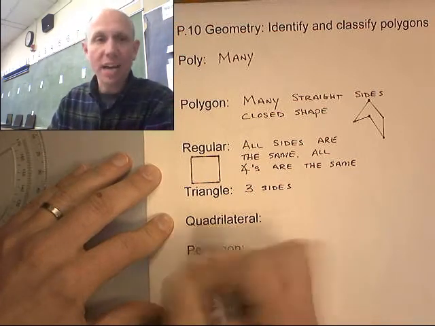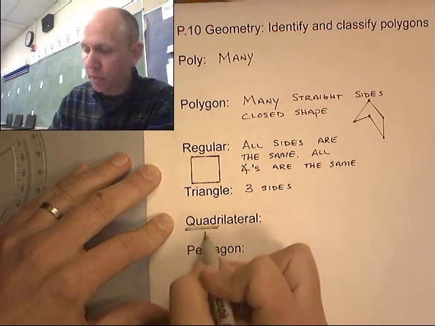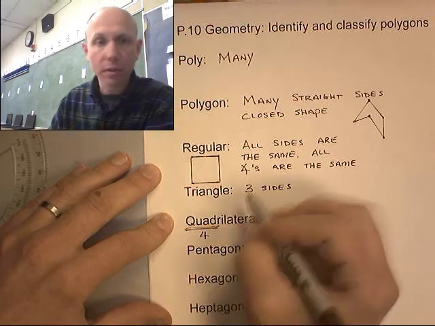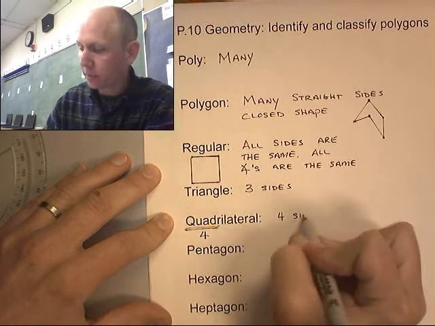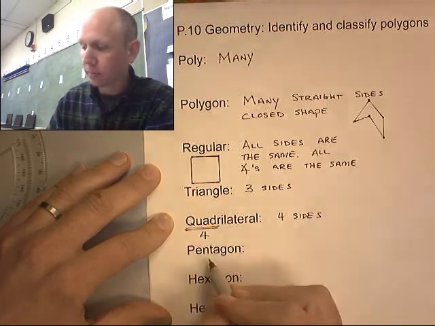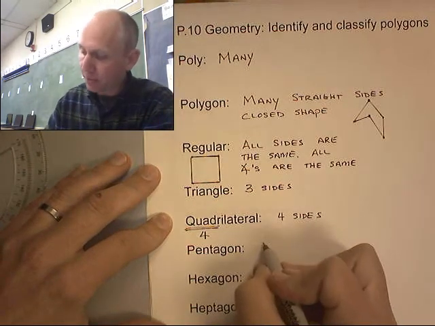A quadrilateral, going back to that word quad, what does quad mean to us? Four. Quadrilateral is four sides. Pentagon has five sides.